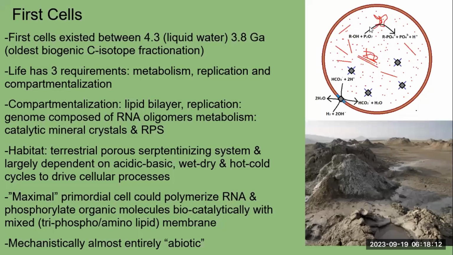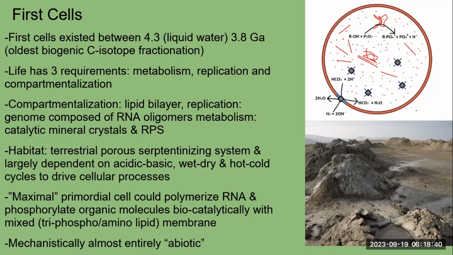Going back to the start, what were the first organisms like? To recap the Origin of Life series, the first cells would have arisen sometime between 4.3 billion years ago, when liquid water first existed on the surface of Earth, and 3.8 billion years ago, when the oldest biosignatures, carbon-13 depleted graphites, were identified. Life has three requirements: replication, compartmentalization, and metabolism.